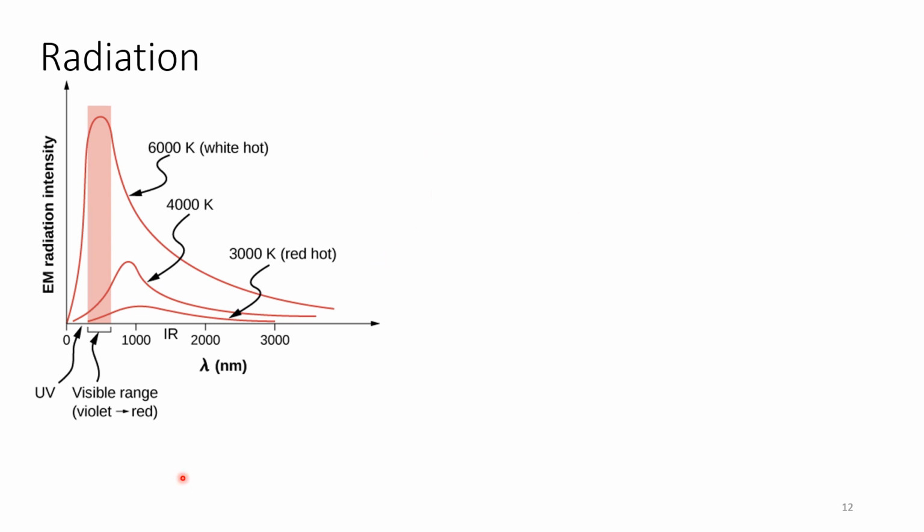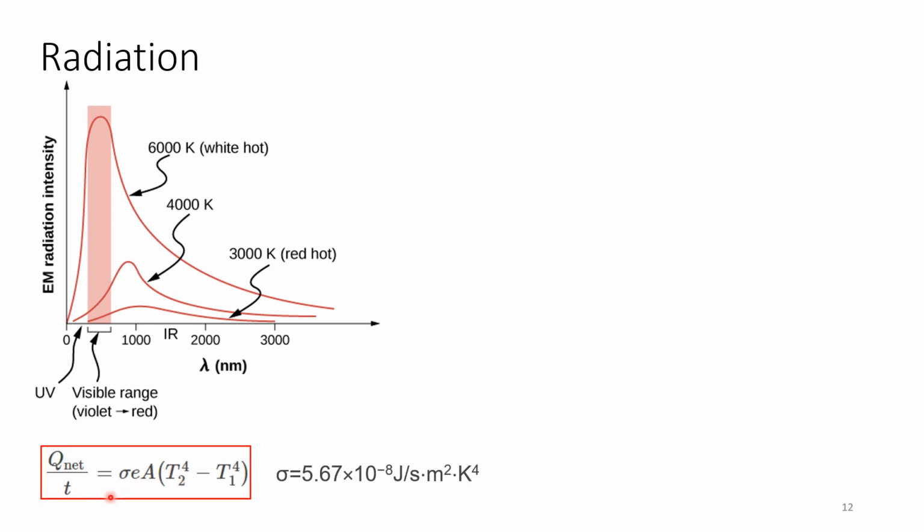The rate of heat transfer by emitted radiation is determined by the Stefan-Boltzmann law of radiation, where sigma is the Stefan-Boltzmann constant, A is the surface area of the object, and T is the absolute temperature in Kelvin. The symbol e here stands for the emissivity of the object, which is a measure of how well it radiates. An ideal blackbody radiator has e equal to 1, whereas a perfect reflector has e equal to 0. Real objects have e between 0 and 1.